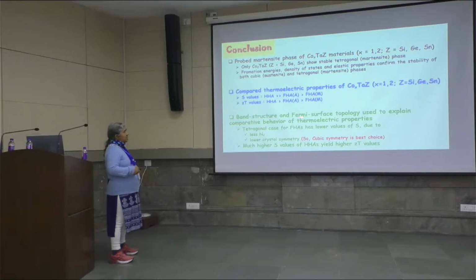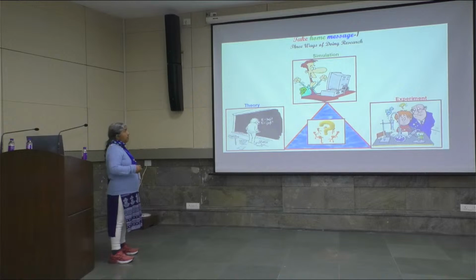So from the band structure and detailed analysis of the Fermi surface topology, we could explain the complete comparative behavior of the thermoelectric properties. The tetragonal phase for FHAs has lower values due to lower NV and lower crystal symmetry. So cubic symmetry will be the best choice according to us, and the much higher S values of HHAs yield higher ZT values.